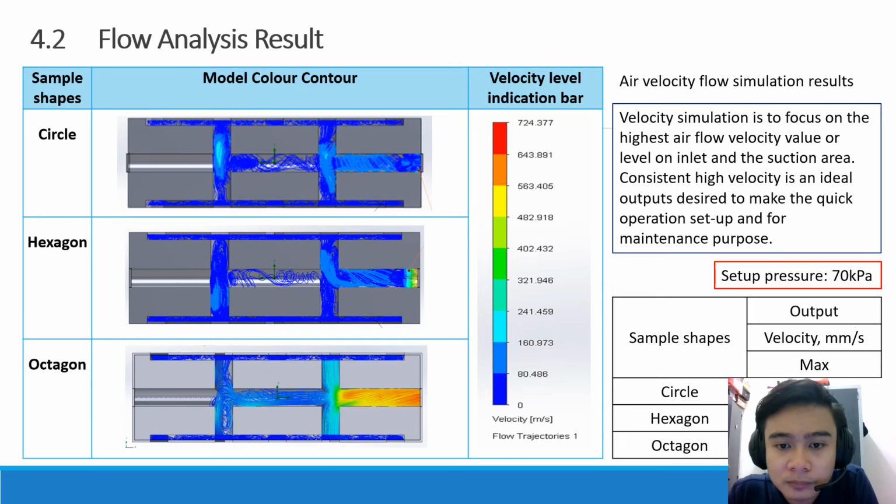This is my flow analysis result, and this part is focused on the velocity level, on the highest air velocity at the inlet and the suction area. I'm using the model color contour to compare between the three sample shapes. The setup pressure is 70 kilopascal. As you can see, there is the output of the maximum velocity at the inlet, inside the vacuum block flow, and the velocity with consistent high output is desired, as it makes for quick operation setup and maintenance, helping me select which shape is desirable.